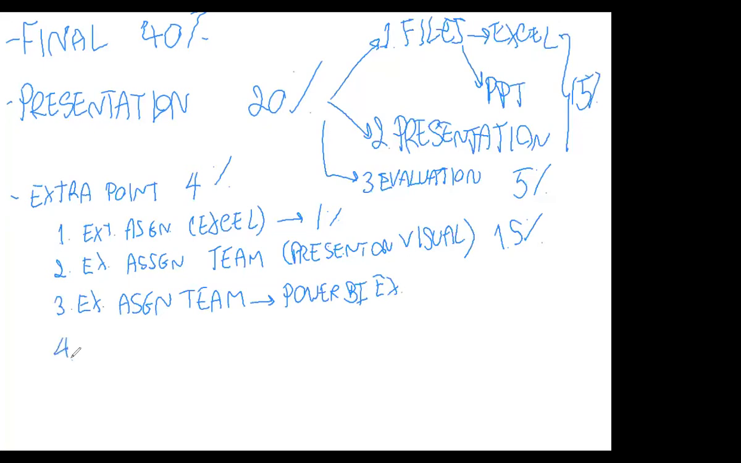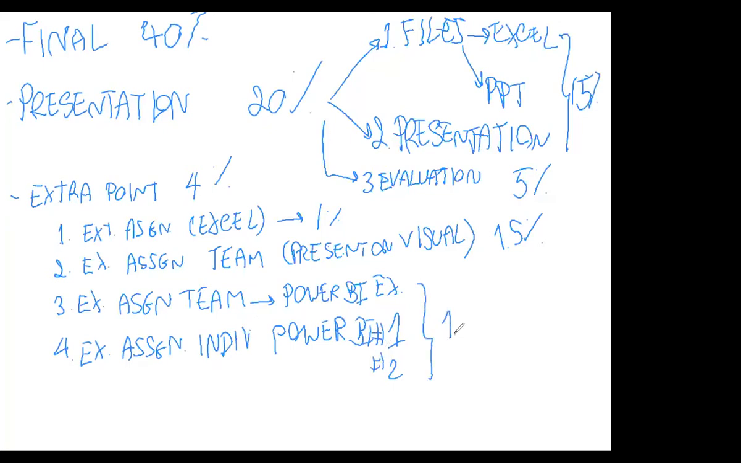4: extra point assignment, individual, for Power BI, number 1 and number 2, this one altogether 1.5%. Okay, these are all the things that we have. For the extra point assignment in Excel that I assigned to you already, you did it already. This one is completed.